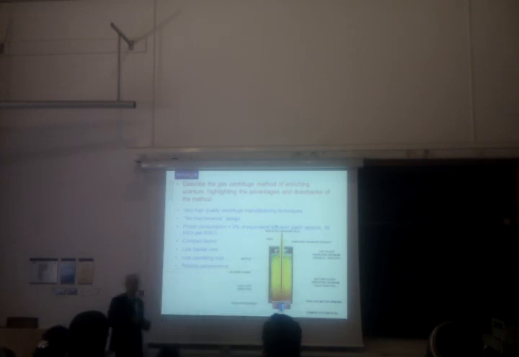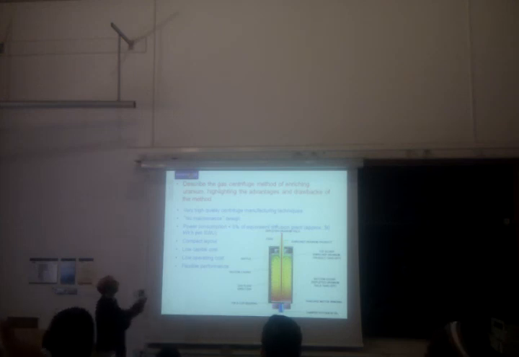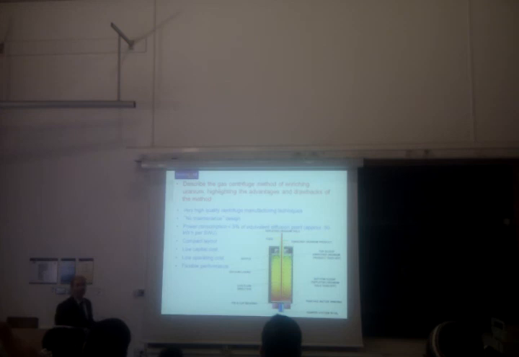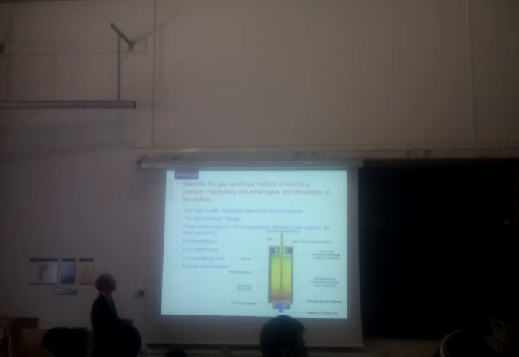One stage is never enough. We have to pass it through many, many stages. Not quite as many though for a centrifuge as for a diffusion plant. So I'm asking you to highlight the advantages and drawbacks. Again, just a few bullet points. It's a relatively low maintenance design, very small power consumption compared with diffusion plants, very compact, relatively low capital cost, low operating cost, and very flexible.